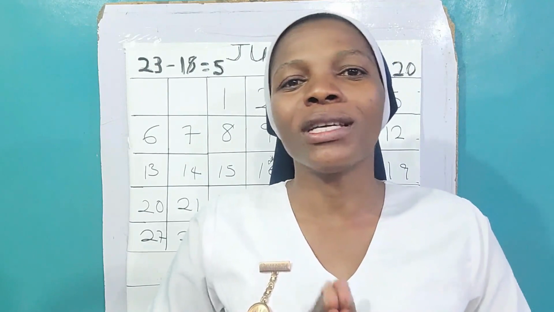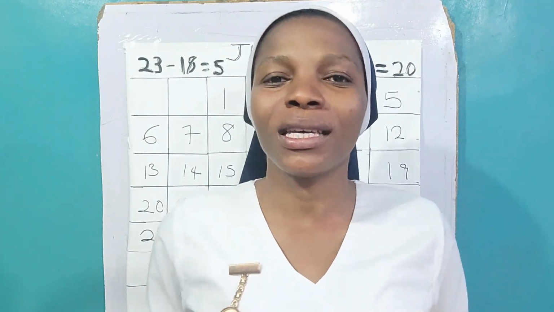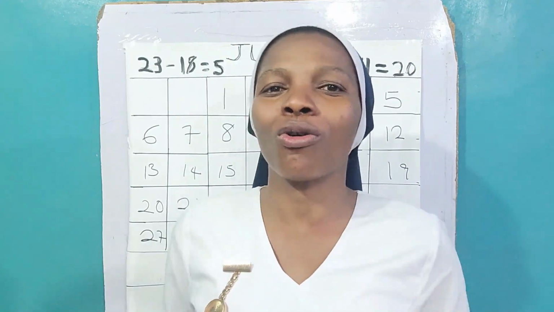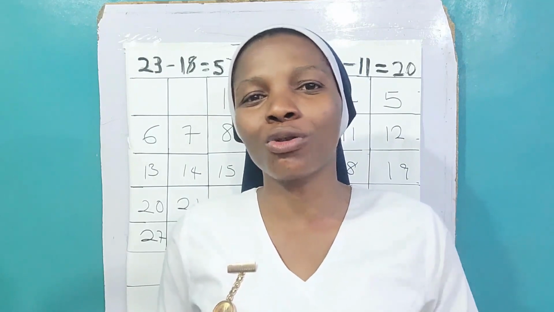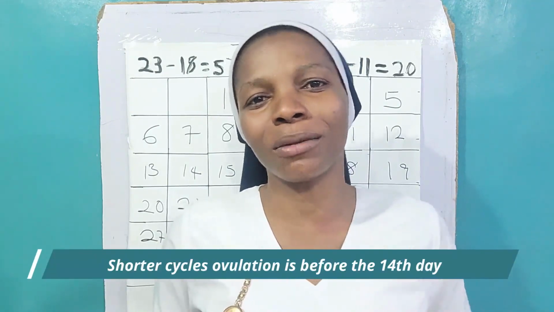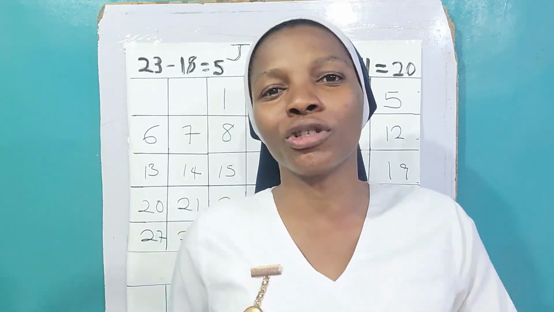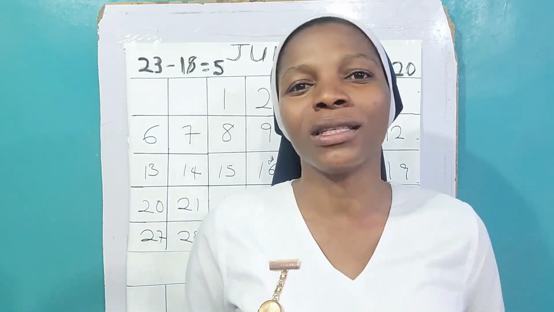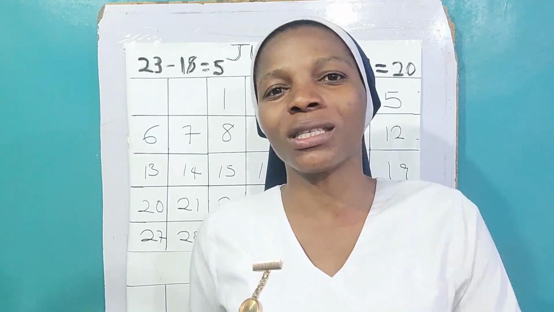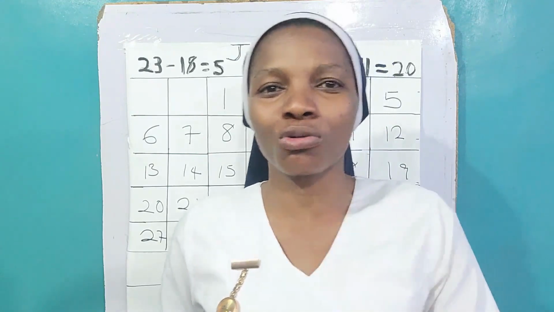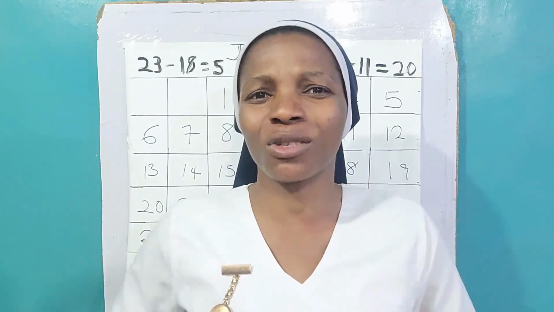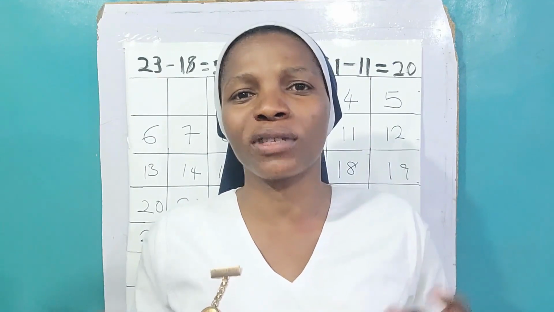If your cycle is shorter than 28 days, it means that ovulation is not going to occur on the 14th day. Rather, it is going to occur in days before the 14th day. Let's take, for example, if your cycle is 26 days, it means that your ovulation is going to occur on the 12th day. This is minusing 2 days from the 28th day, which you have 26. Then if you minus 2 days from 14, you have 12. So that is why your ovulation will occur on the 12th day.